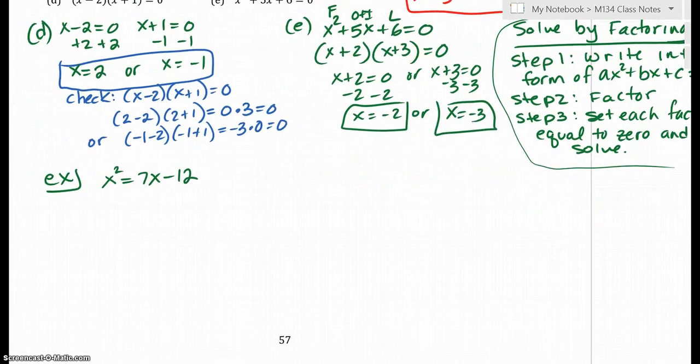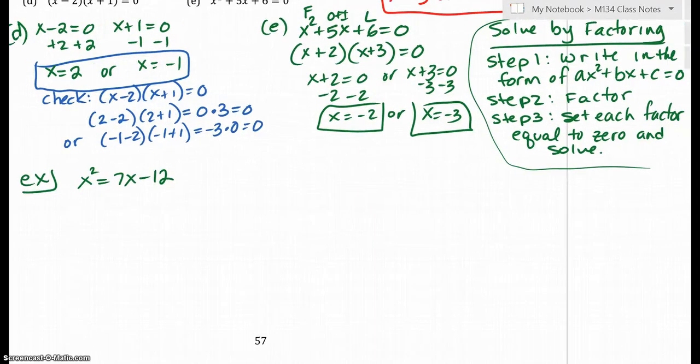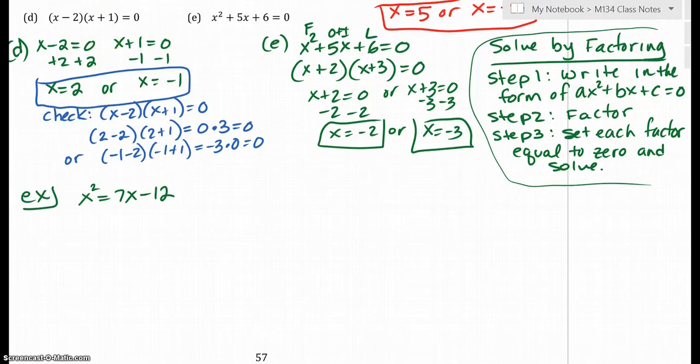Let's look at one more example. This is an example where it does not have the 0. Notice how the 0 is not here. For D and E, we both had a 0 first. This only works when there's a 0 on the right. By the way, you cannot do extraction of roots.